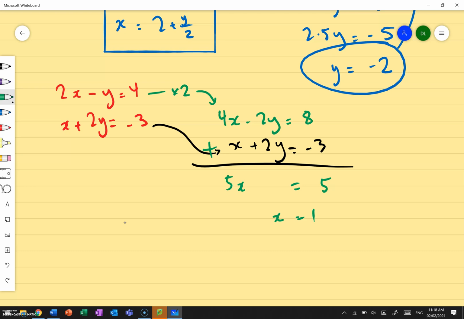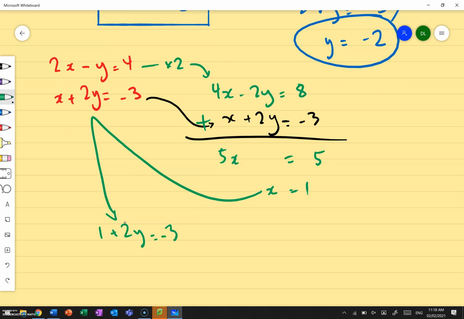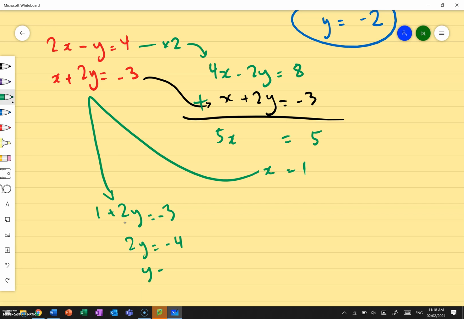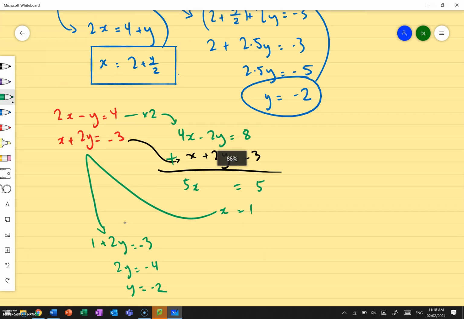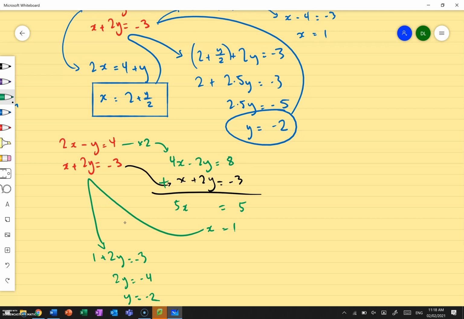I'm going to substitute it back into the equation. I'll put that over here. Instead of writing x, I write 1 plus 2y equals negative 3. Take away 1 from both sides. 2y equals negative 4. Divide both sides by 2. I get y equals negative 2. Did we get the same answers last time? Yes. So no matter what method you do, if it's correct, you'll get the same answer.